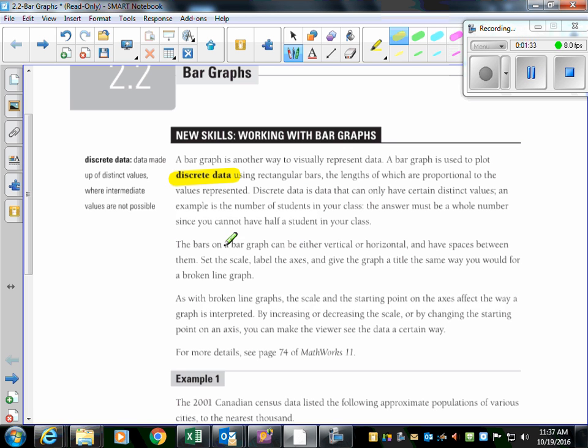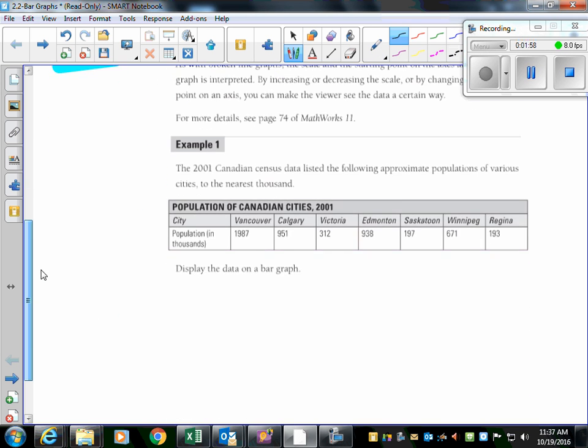Okay, the bars can either be vertical or horizontal. So you can have a bar graph that goes sideways like this. Hopefully nice straight lines, but you could have a bar graph that goes sideways, and so this would be cities and this would be populations in the thousands on the x-axis then. Okay, so it can be done in that way.